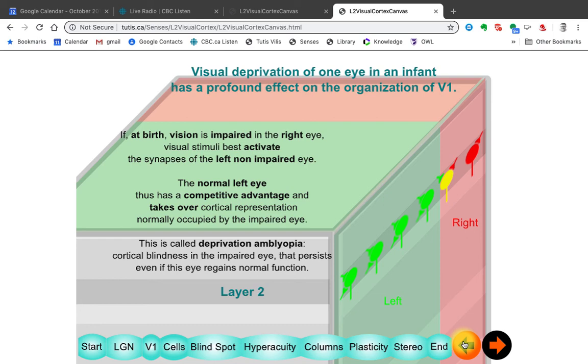But this is different. This is something that happens to the visual cortex and produces a permanent defect in that eye.